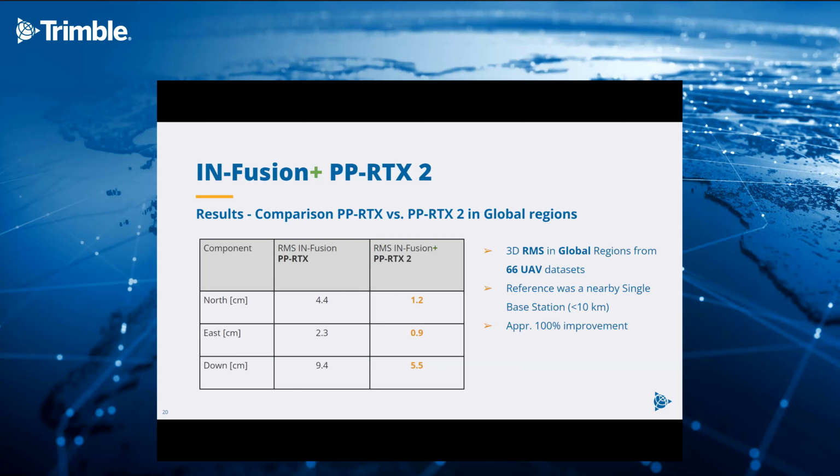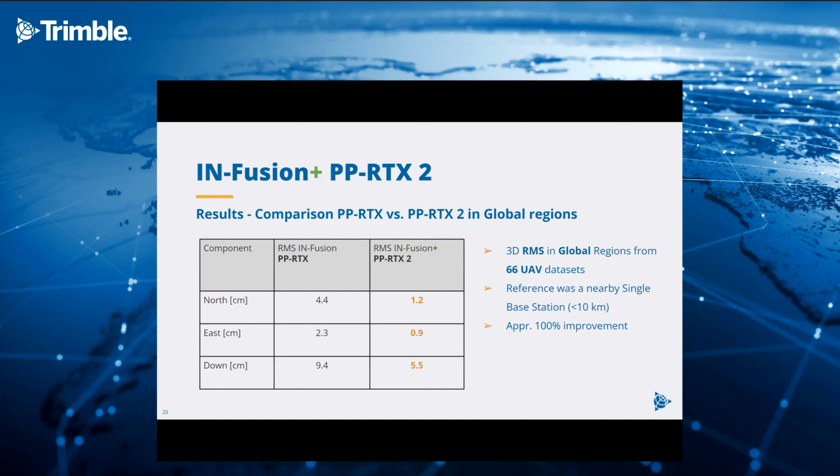So when we compare PP-RTX against single base in the standard Ion Fusion PP-RTX processing in the global region, we saw north and east RMS of 4.2 centimeters, and the down error was a bit over 9 centimeters. With PP-RTX2 compared to single base processing, we lowered the horizontal RMS down to 1 centimeter north, about 1 centimeter east as well. And for the down component, for the Z component, it was about 5.5 centimeters.